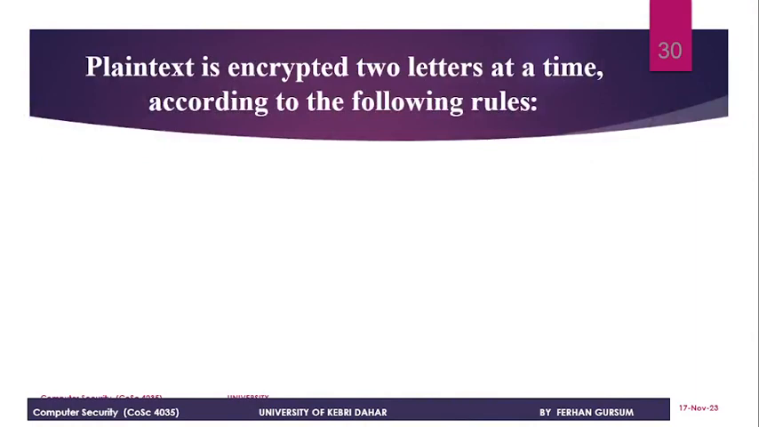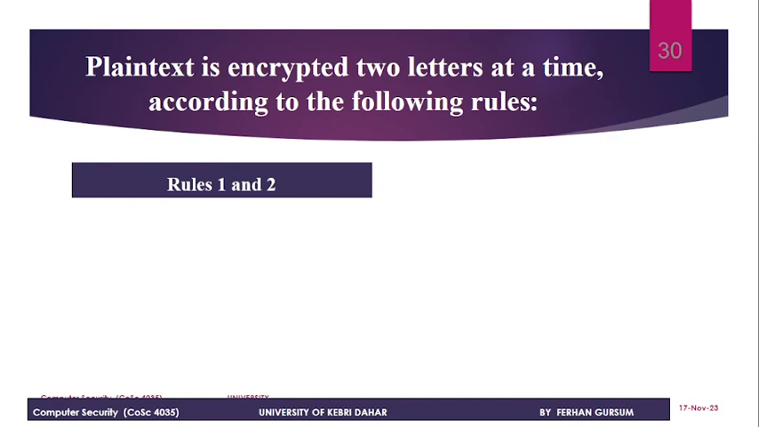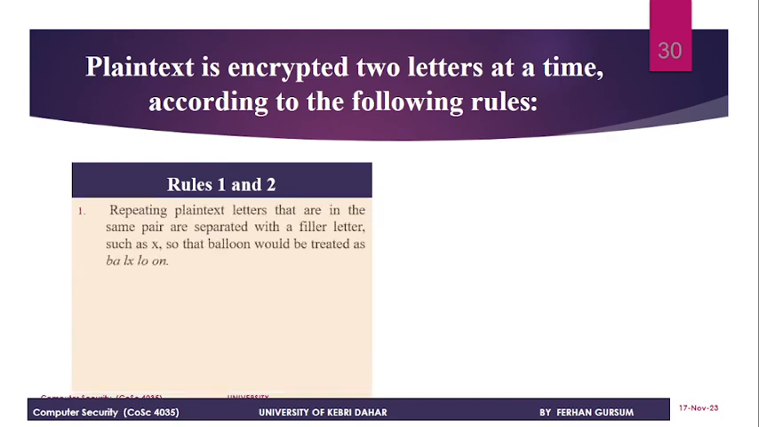Plain text is encrypted two letters at a time according to the following rules. Rule 1: repeating plain text letters that are in the same pair are separated with a filler letter such as X. For example, balloon would be treated as BA, then since the two L's are the same, one becomes X: LX, LO, then ON. Okay, this is rule number 1.